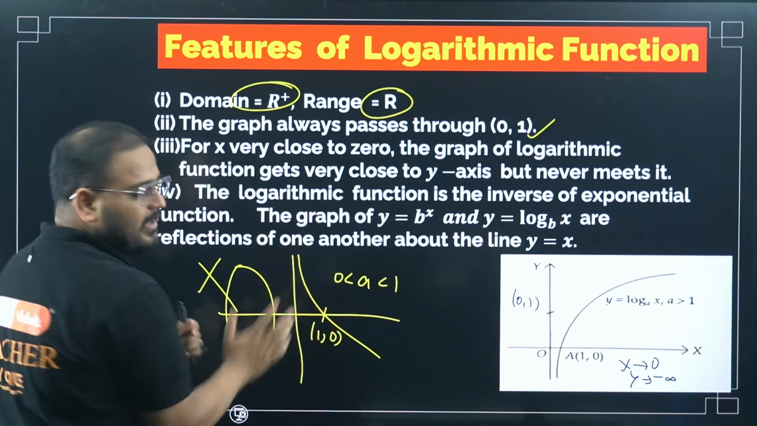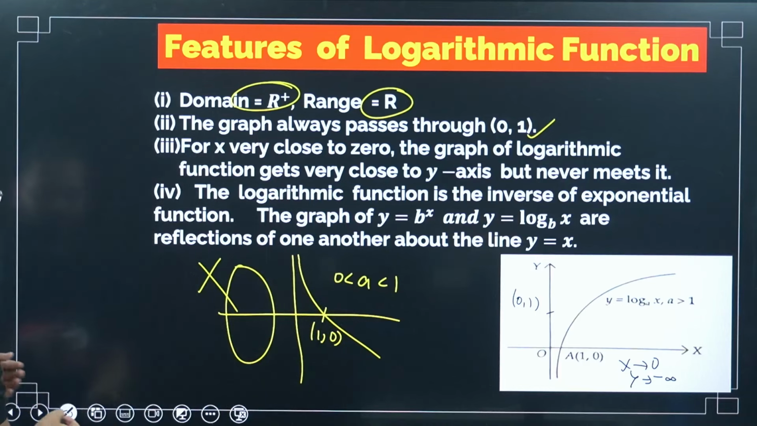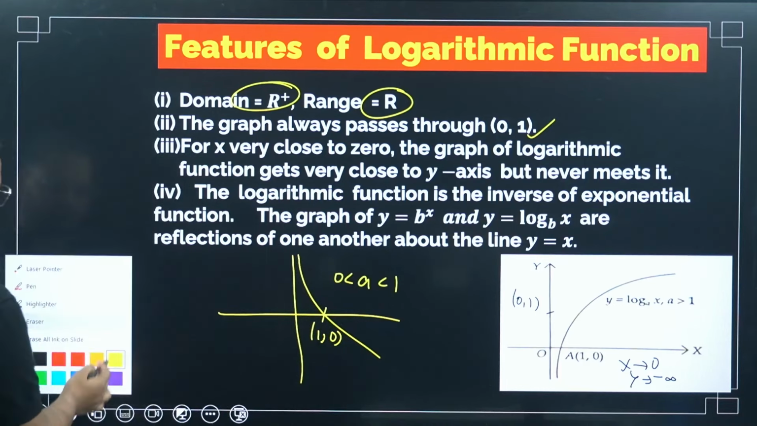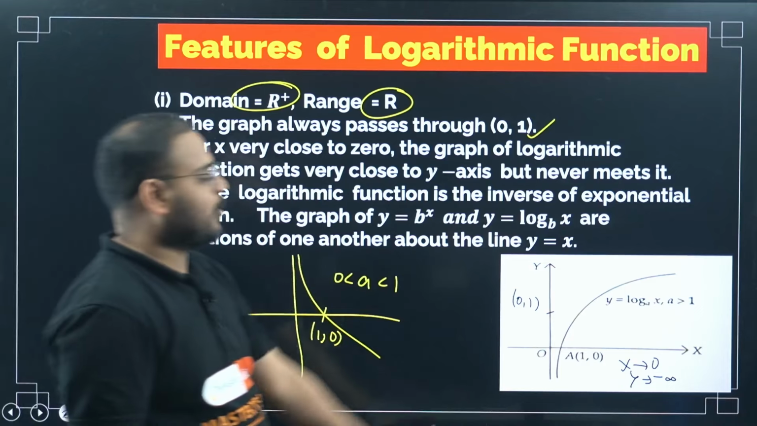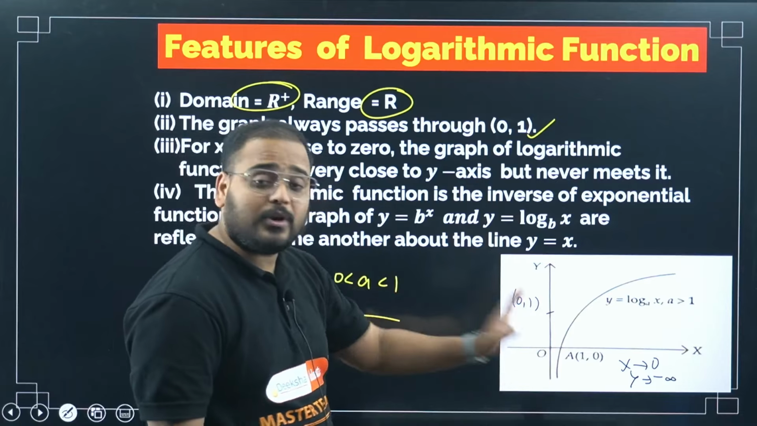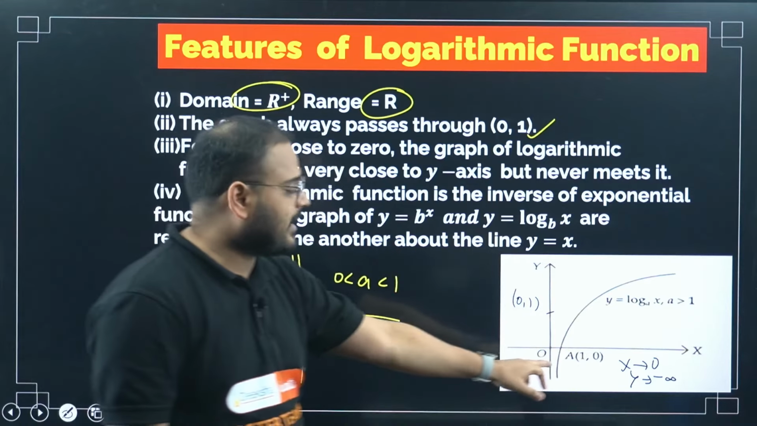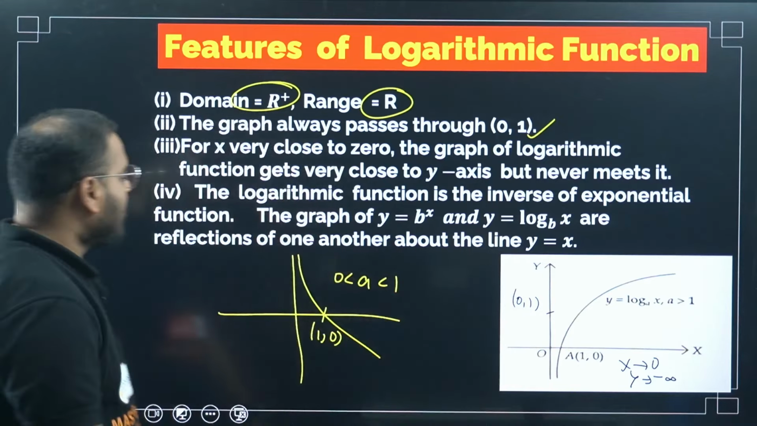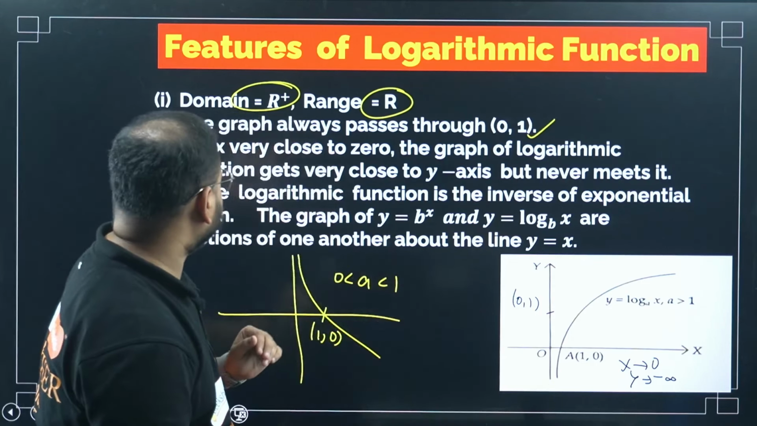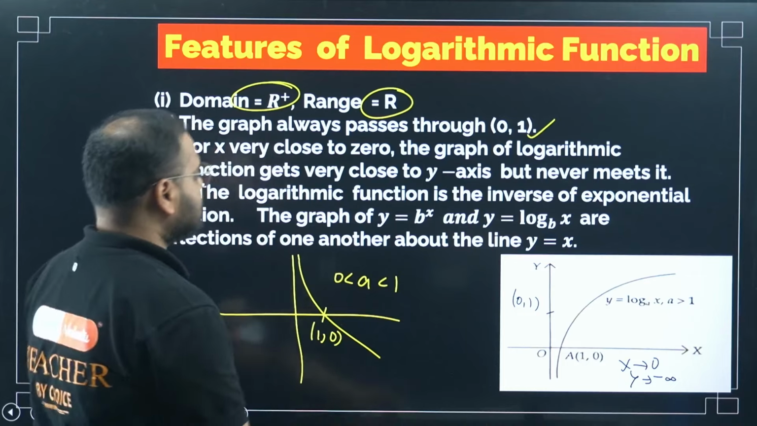What is happening to the curve? The curve is getting very close to the y-axis, but not actually becoming 0 at any point. In a logarithmic function, y is 0 at only one point, which is, forgive me, x equals 1. My bad. y is 0 only when x equals 1, sir. Okay. Alright. Again, this is the same thing.